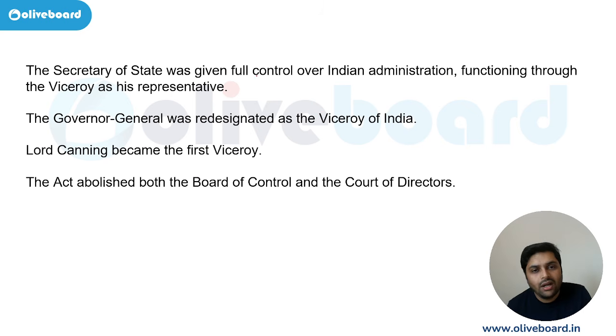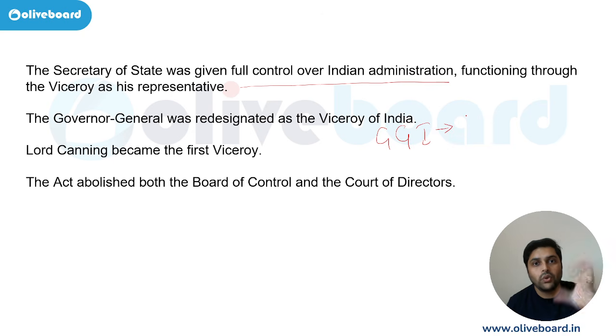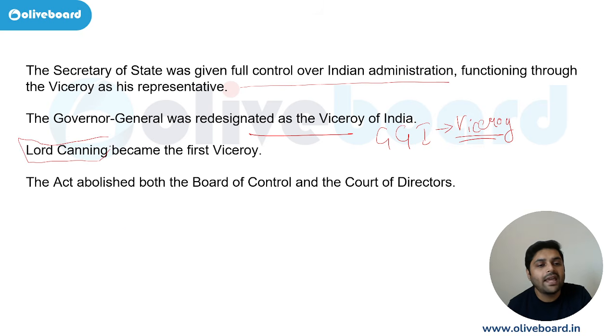The Secretary of State was given full control over Indian administration, functioning through the Viceroy. The Governor General of India, the name was changed. They got so afraid that the name only changed. Now what is the new name? Viceroy. The Governor General was redesignated as Viceroy. Who was that first person? Lord Canning became the first Viceroy.